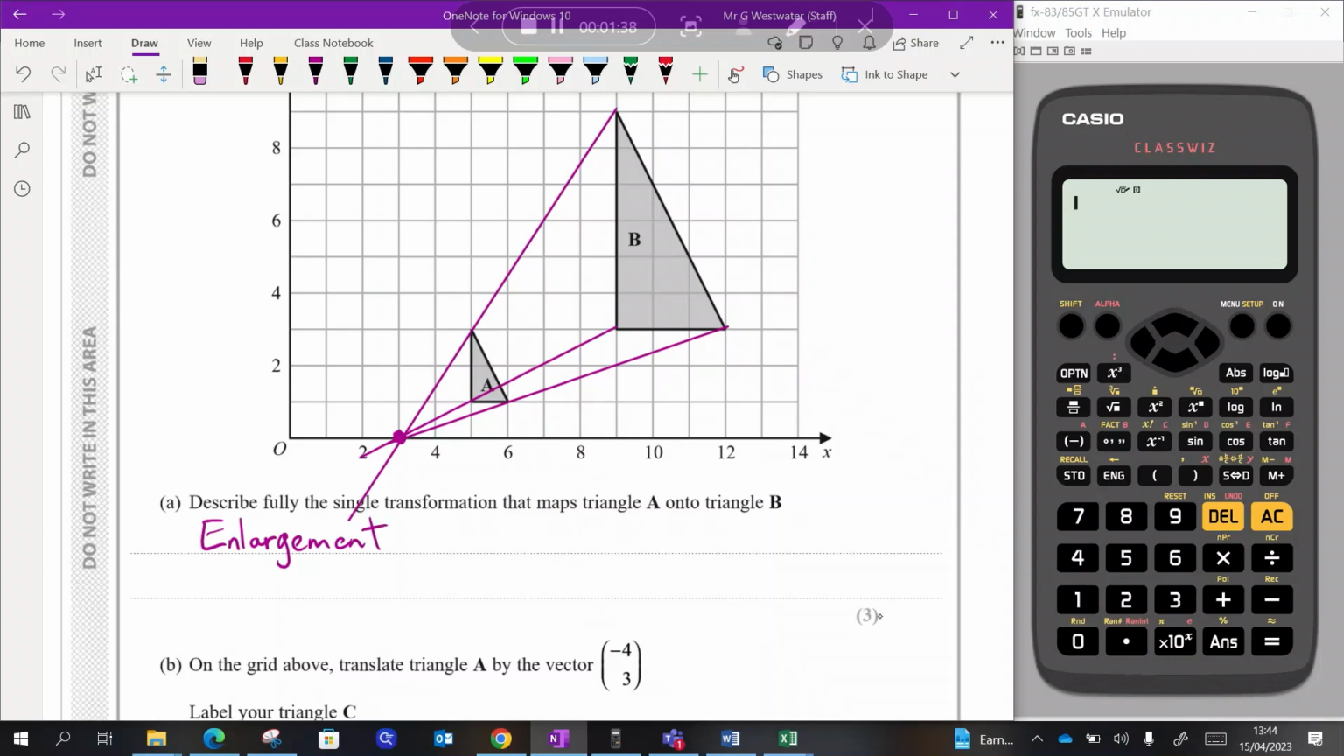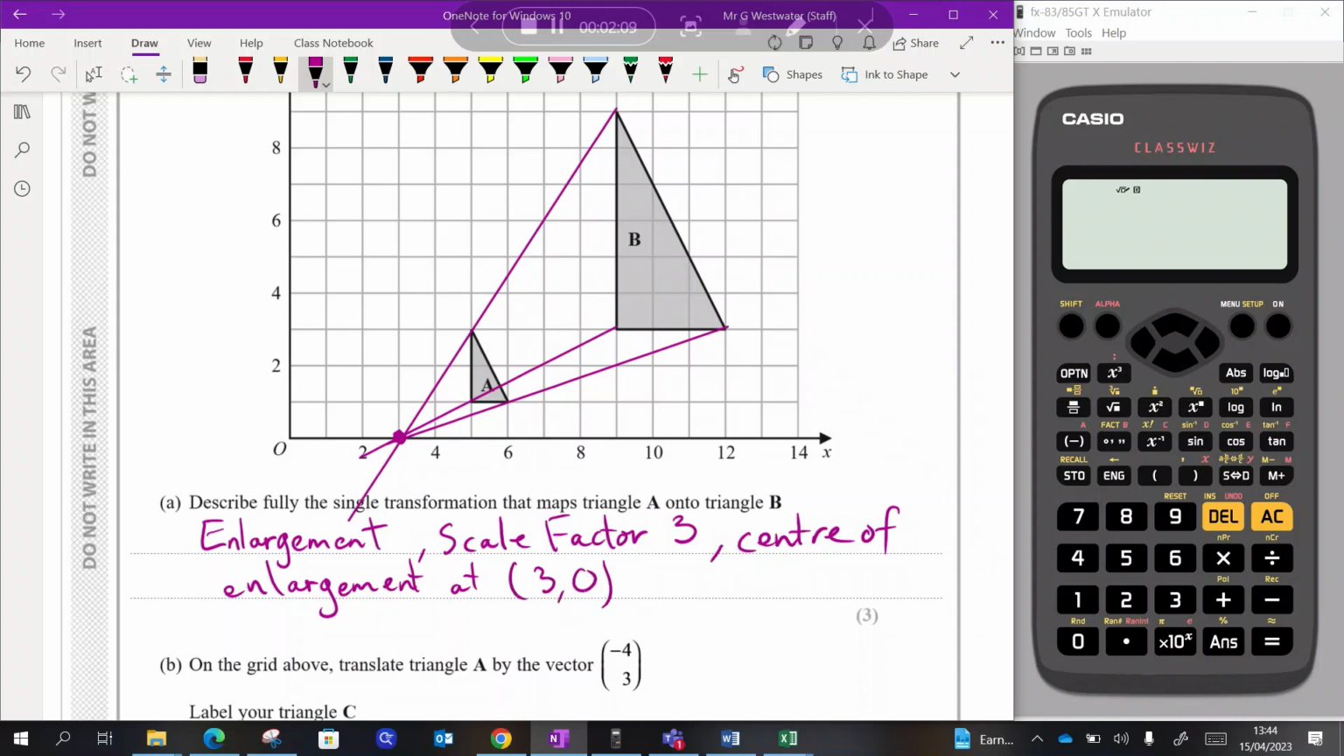Okay. Now that's our first of the 3 marks, but we need to give a scale factor. So this is going from being 1 square wide to 3 squares wide, or 2 squares high to 6 squares high. So our scale factor, what are you timesing those by, is 3. And we have a center of enlargement at 3, 0. Okay, 3 points for 3 marks.